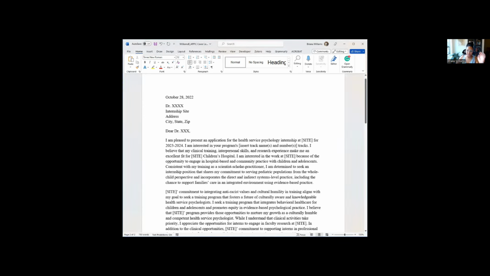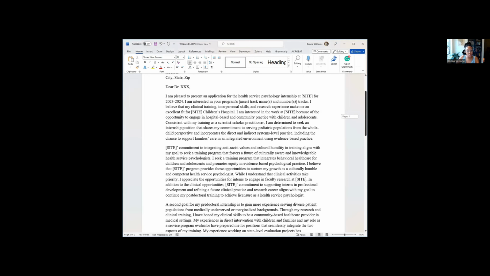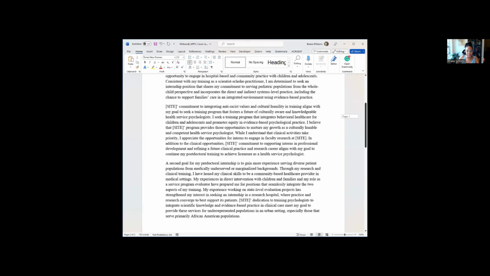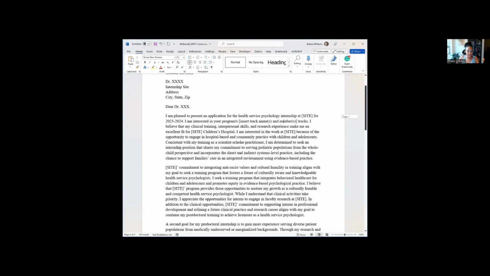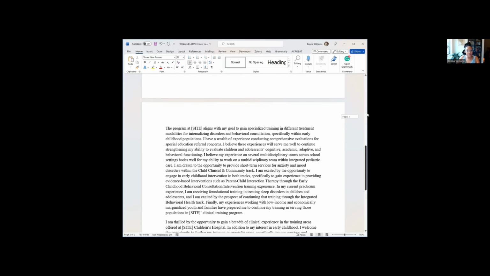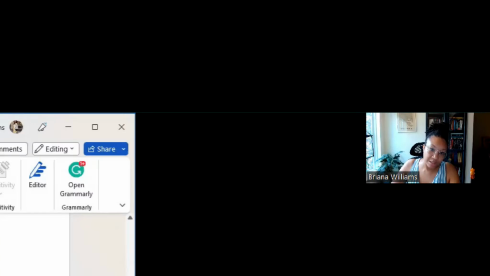The way that I did it was I broke it up into different goals. In phase 1, I went through each goal separately. With the first one, I really wanted to find a site that emphasized anti-racist values and cultural humility. These are areas that some sites spoke about a lot in their materials, so I talked about that and how my experiences would align with it. The second goal, I talked about diverse populations, and then the different clinical experiences I really wanted. I'm actually not going to show you that because I don't want anyone to take it.